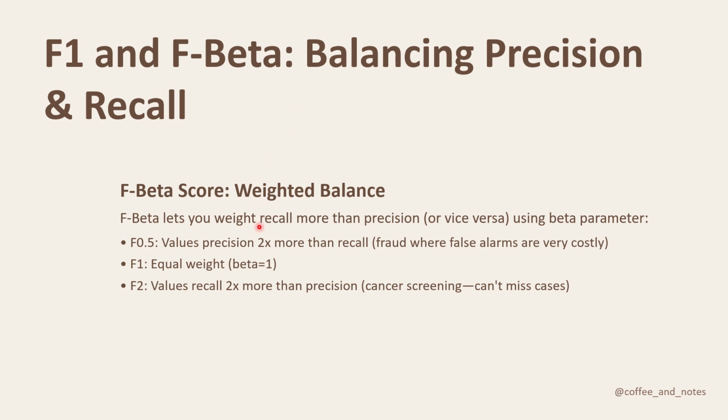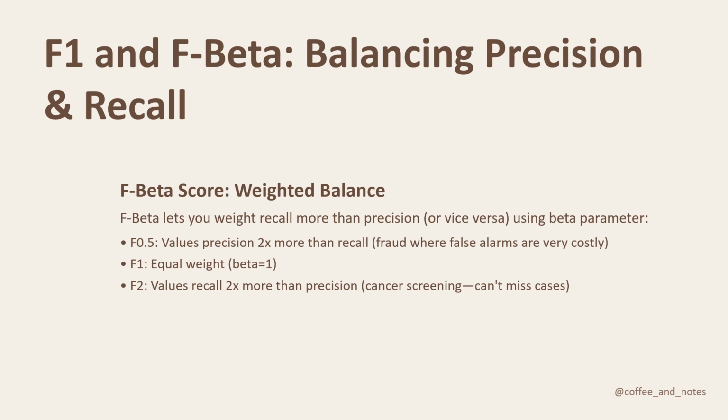F0.5 weights precision twice as much as recall. We use this when false positives are very costly. Maybe you're filtering spam and blocking a legitimate email is worse than letting spam through. F1 is equal weighting, beta equals 1.